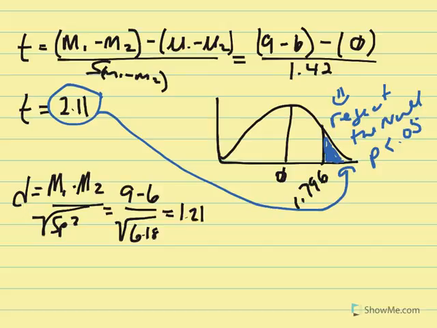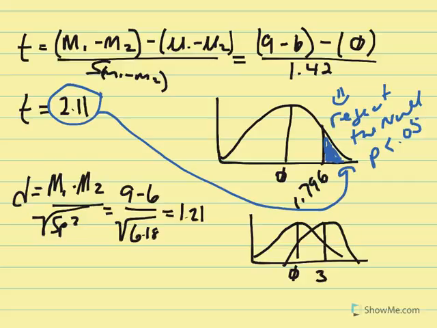So the anticipated mean difference coming from the null was 0. We had a mean difference equal to 3. That was the population mean difference given the sample statistic. And now we're expressing that as a shift of 1.21 standard deviation units. Okay, now we're going to calculate r squared on the next page.